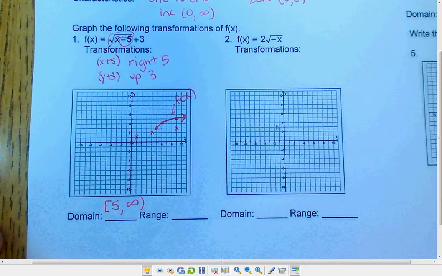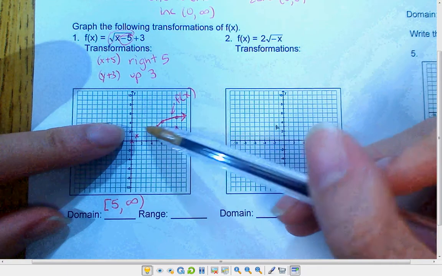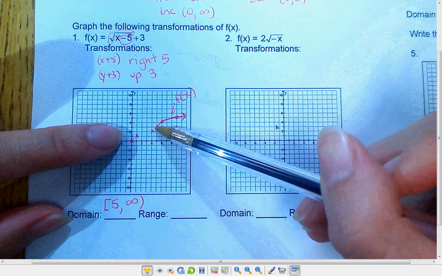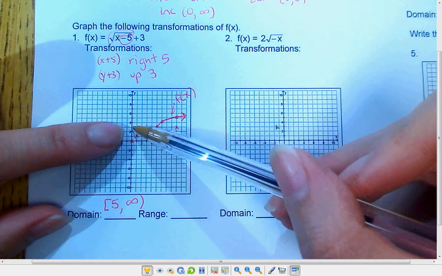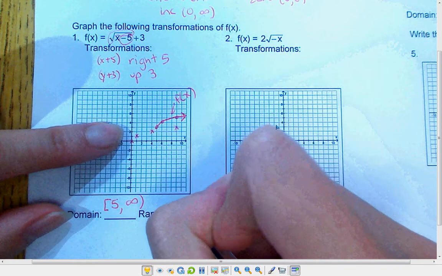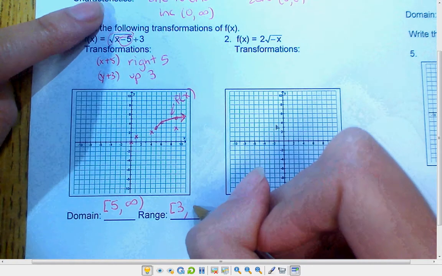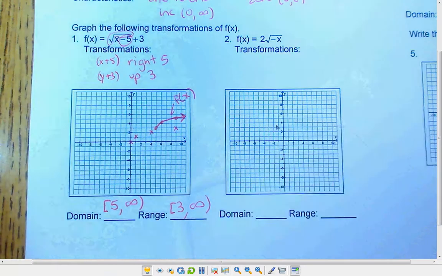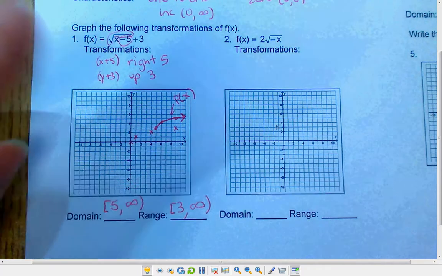that's my domain. Range, same idea, but now we're looking at our y's. My lowest point is again this same point, but on my y-axis, this is equal to 3. So it's starting at 3, and again it keeps on going up forever. My highest point just keeps on going to infinity, so I'm going to have infinity as well for my range. So this is my answer for number 1.